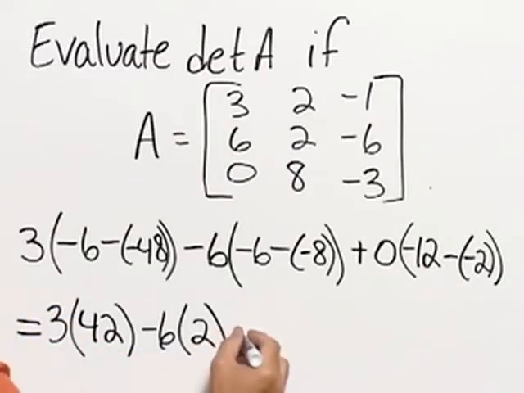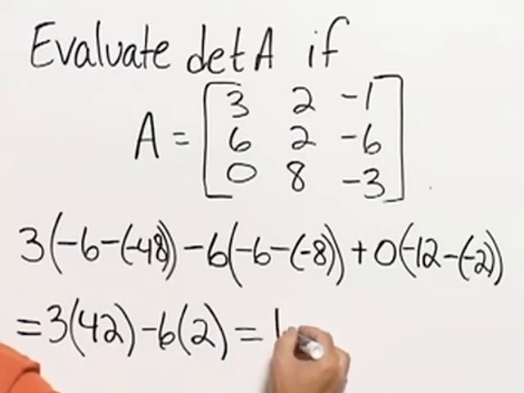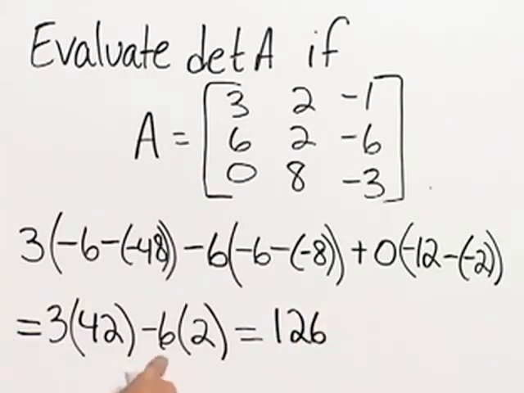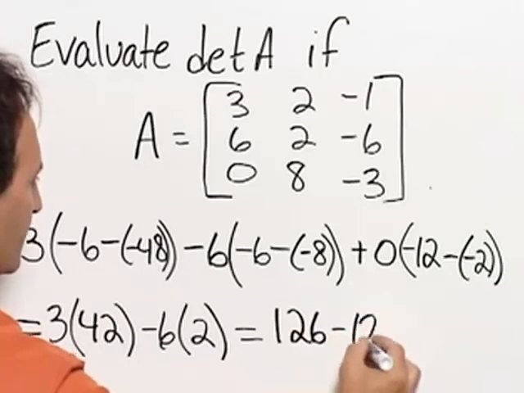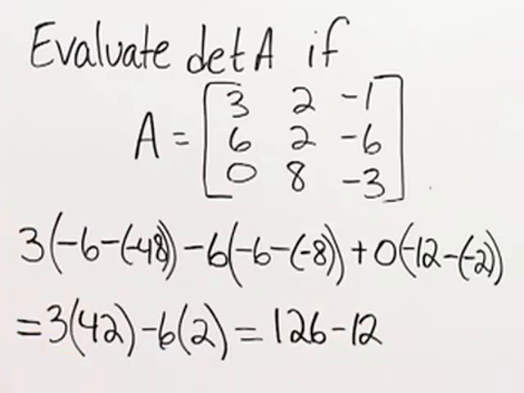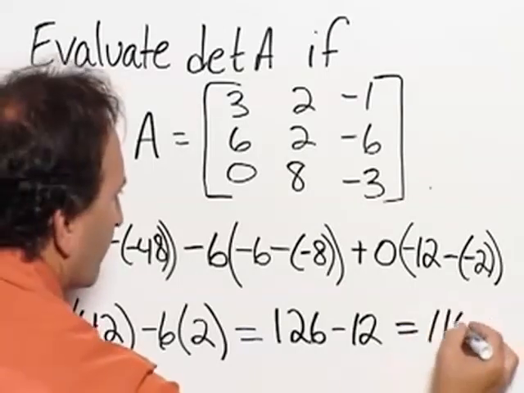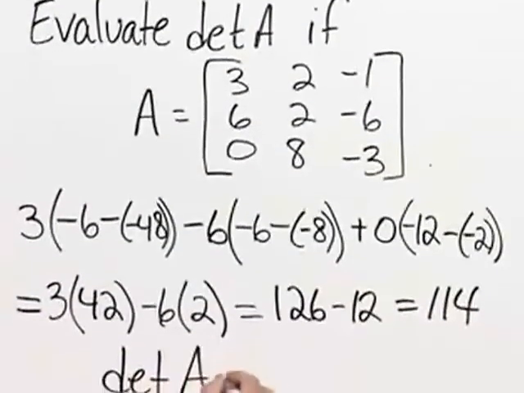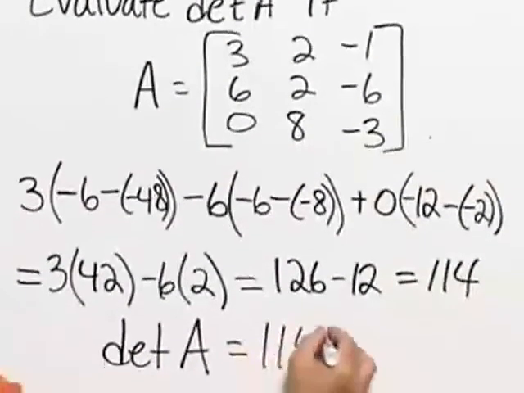is evaluate this expression. 3 times 42 gives us 126, minus 6 times 2, which is minus 12. When we subtract 12 from 126, we have 114. And so the determinant of A equals 114.